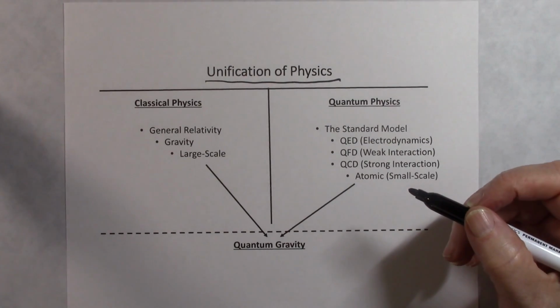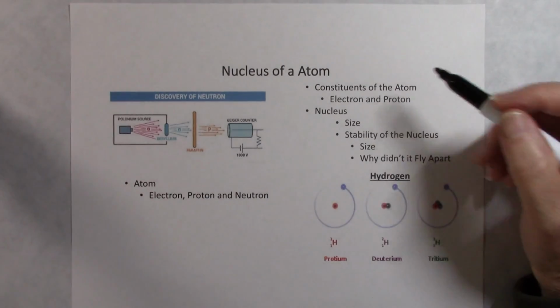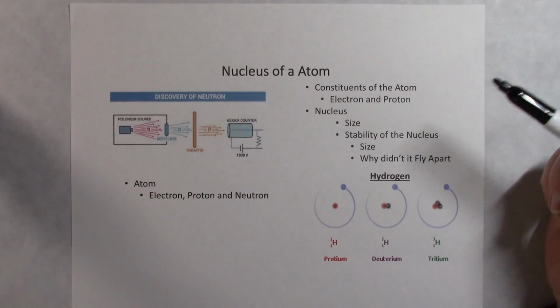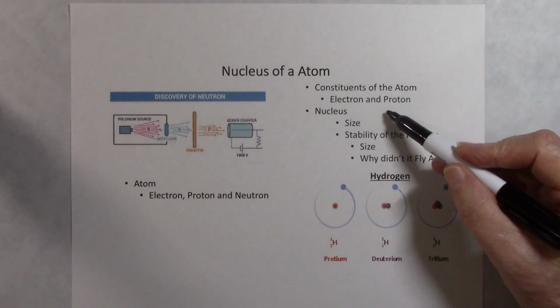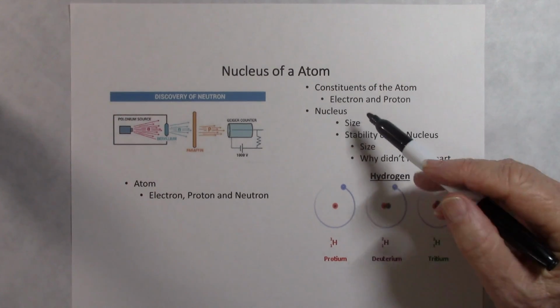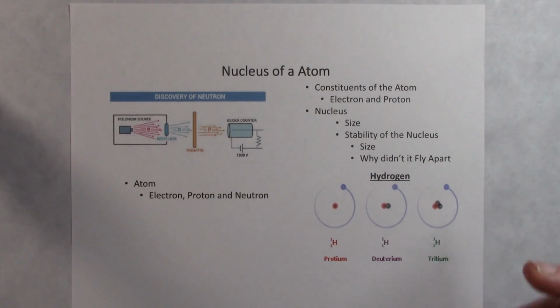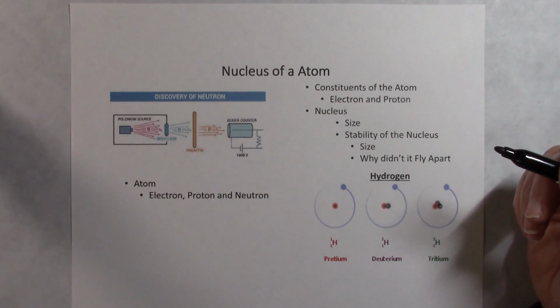So let's get started on discussing the theories that cover the nucleus. So at this point in time, the constituents of the atom were basically the electron and the proton. The proton made up the core of the atom, the nucleus of the atom, and the electrons were configured around. Back then, that's what people hypothesized the atom to be made up of.